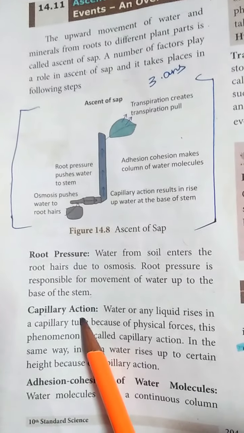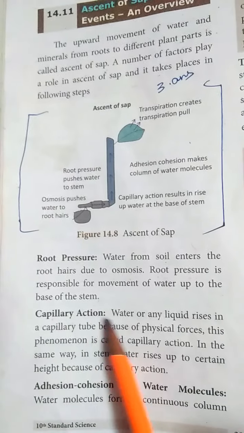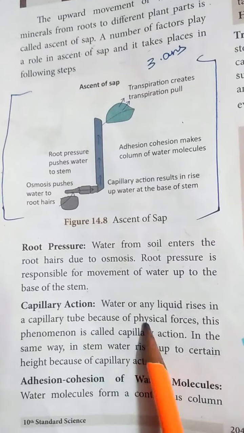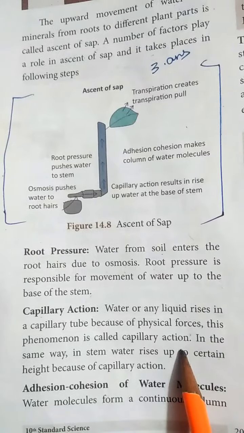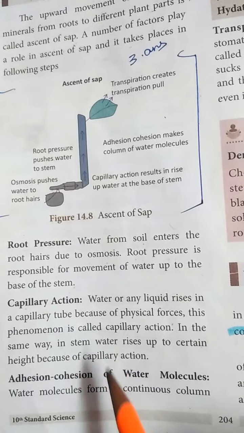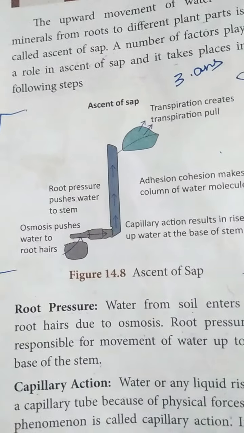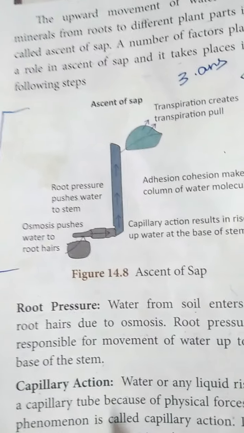Next, we are going to study capillary action. The next factor which helps in the ascent of sap is capillary action. Water or any liquid rises in a capillary tube because of physical forces. This phenomenon is called capillary action. We have seen in day-to-day life, when you put a straw inside a juice bottle, the juice rises in the straw to some height because of capillary action.